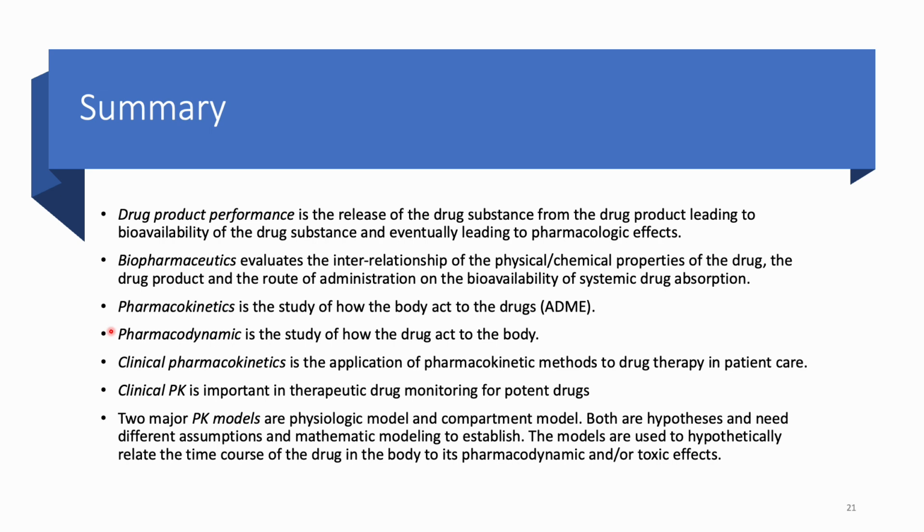Pharmacodynamics is the study of how the drug acts on the body, or what the drug does to the body. Clinical pharmacokinetics is the application of pharmacokinetic methods to drug therapy in patient care, to optimize the dosage regimen to treat the patient. Clinical PK is very important in therapeutic drug monitoring for potent drugs or drugs with a very narrow therapeutic window. Two major pharmacokinetic models are the physiologic model and the compartment model. Both models are hypotheses and need different assumptions and mathematical modeling to establish. The models are used to hypothetically relate the time course of the drug in the body to its pharmacodynamic and/or toxic effects.